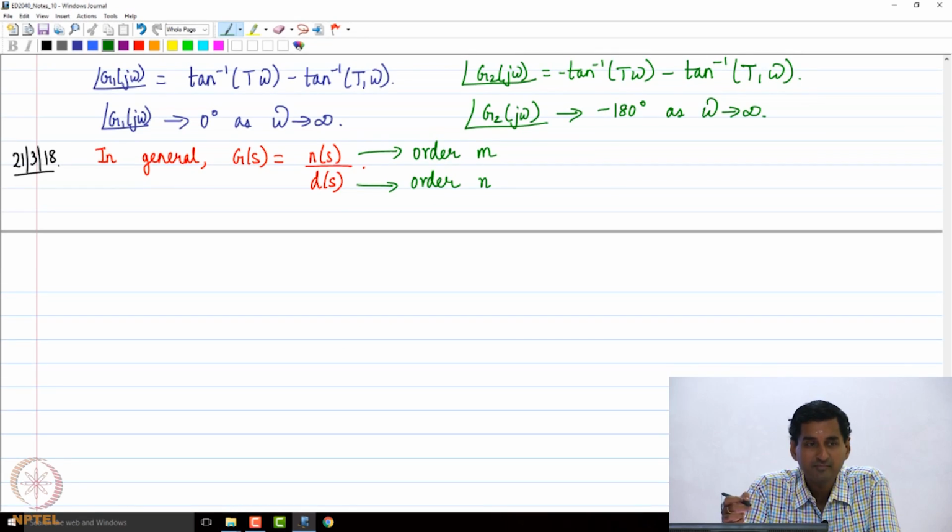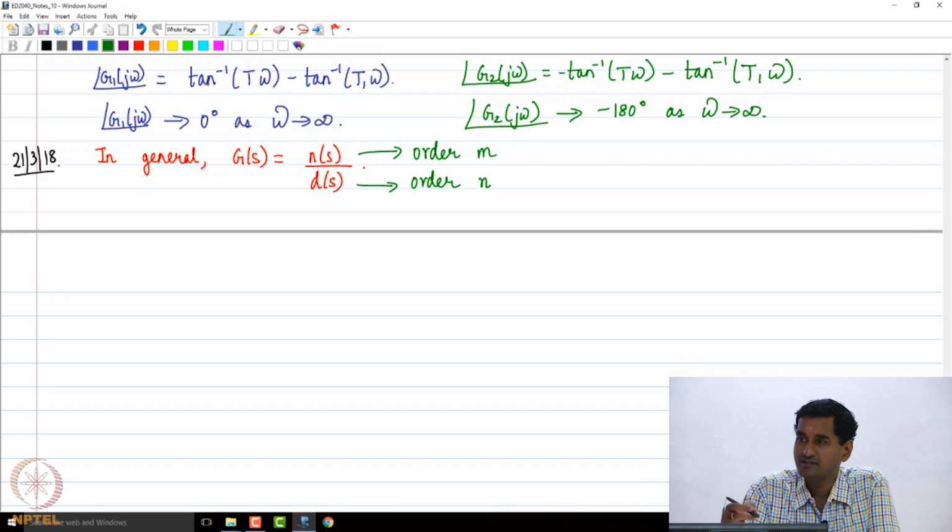So we have been looking at Bode diagrams, right? And yesterday we saw what the difference was between a minimum phase and a non-minimum phase system, as far as the asymptotic value of the magnitude plot and the phase plot were concerned, right? So today let me generalize it.